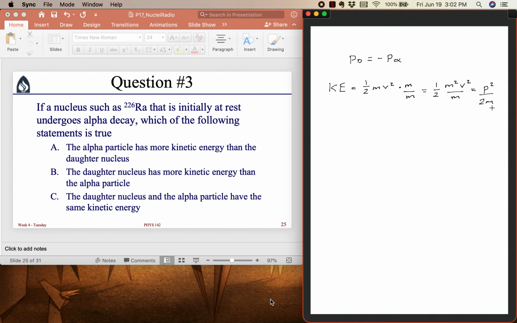Now, the alpha particle is going to have a much, much smaller mass than the daughter nucleus. So if the alpha particle has a smaller mass, if m is small and momentum is the same between both particles, then kinetic energy will be big. So the kinetic energy of the daughter nucleus is going to be smaller than the alpha particle. Alpha particle has small m, so big kinetic energy. So the alpha particle is going to have more kinetic energy than the daughter nucleus. The alpha particle will actually carry away most of the energy of the decay.